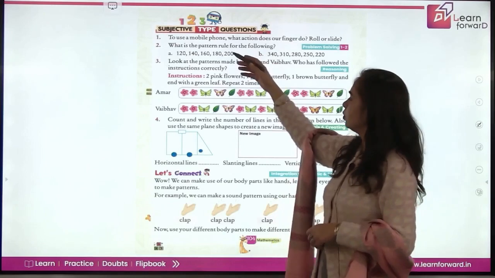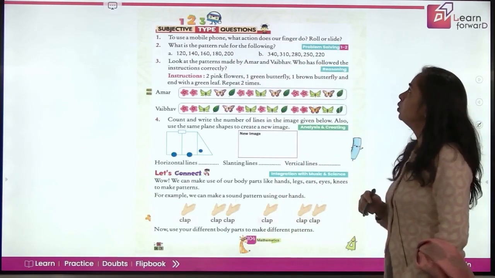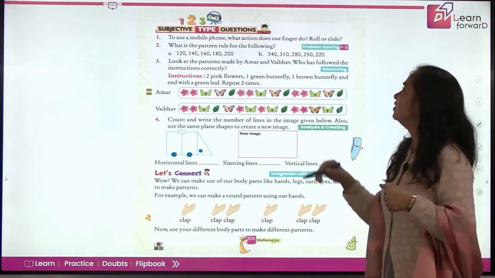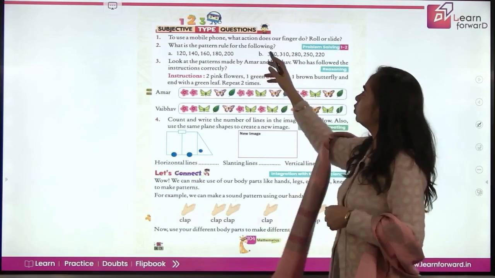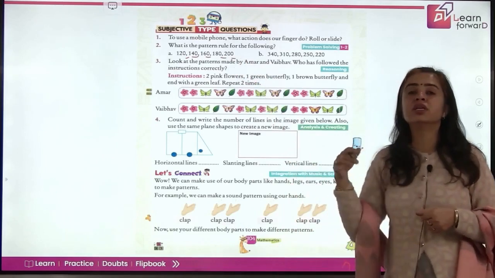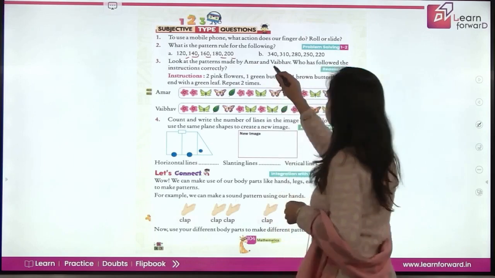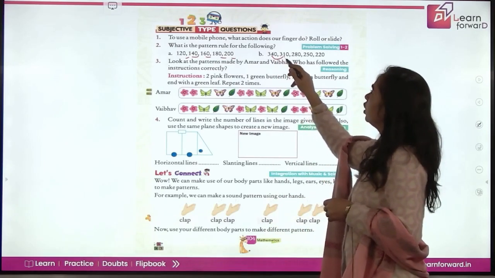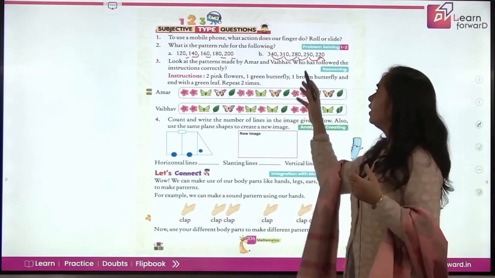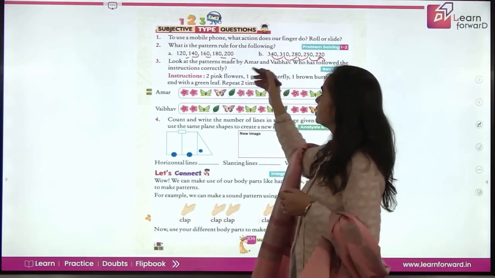Now, subjective type questions for you. To use a mobile phone, what action does your finger do? Roll or slide? Do you roll your finger or do you slide it? We slide it. What is the pattern rule for the following? 120, 40, 60, 80, 200. So, it is growing by 20. 340, 310, it is decreasing. Decreasing by how much? Find out the difference quickly. It is decreasing by 30 every time. That is the pattern rule.